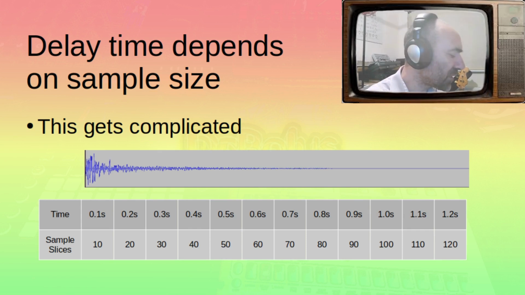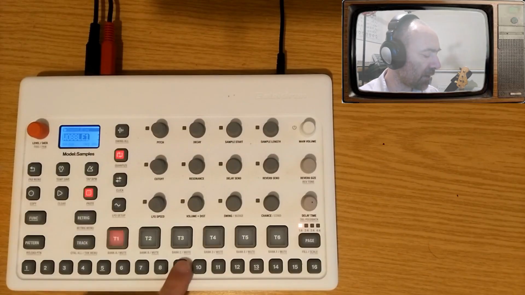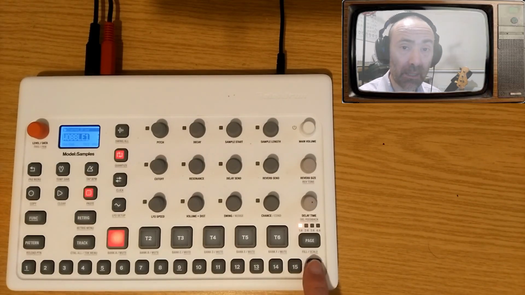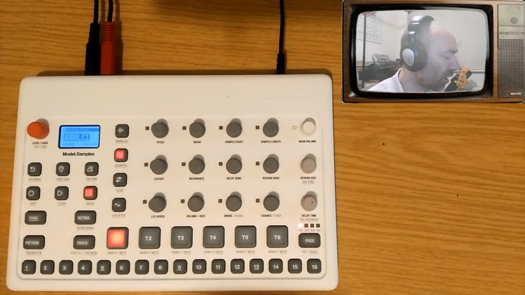We've got our start set to 0, our end to 120, so it's the full length of the sample. If we press in the middle, that gives us one delay time. If we play a note pitched higher up, the delay time is quicker. Pitched down, it's slower. So what happens if we choose a different sample?